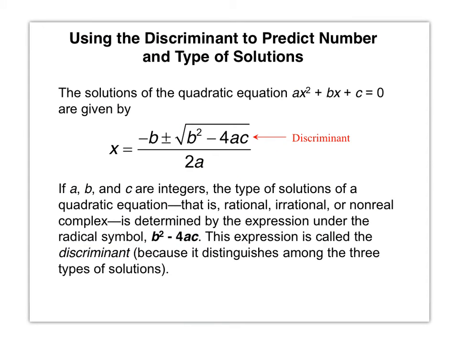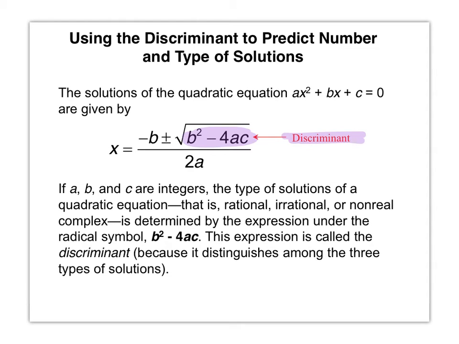Using the discriminant to predict the number and type of solutions: the solutions of the quadratic equation ax squared plus bx plus c equals 0 are given by the quadratic formula. Now the part that is underneath the square root, this part right here, is called the discriminant. The discriminant tells you what type of solutions you're going to have and how many.